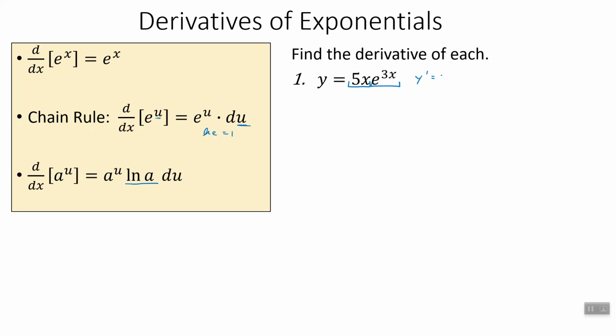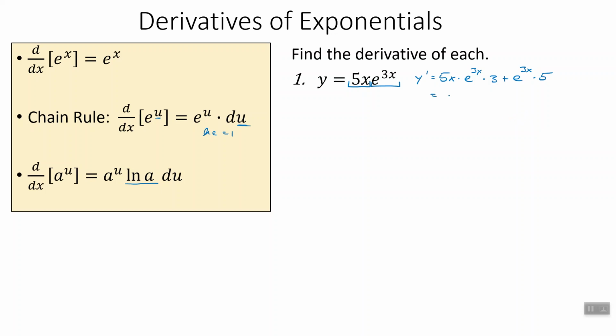So we have first, 5x, times the derivative of the second. We rewrite it, e to the 3x, times the derivative of the exponent. The derivative of 3x is 3. Plus the second, e to the 3x, times the derivative of the first. The derivative of 5x is 5.